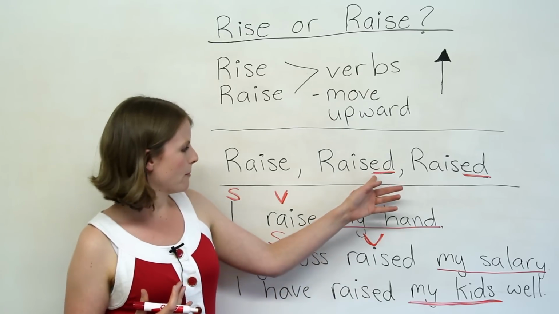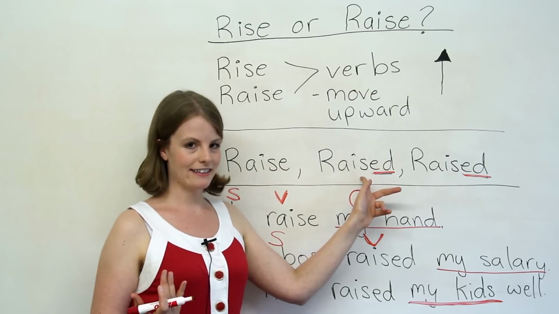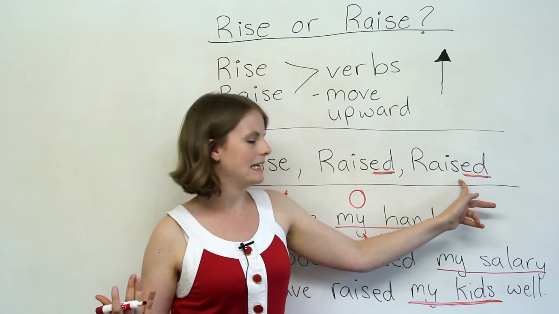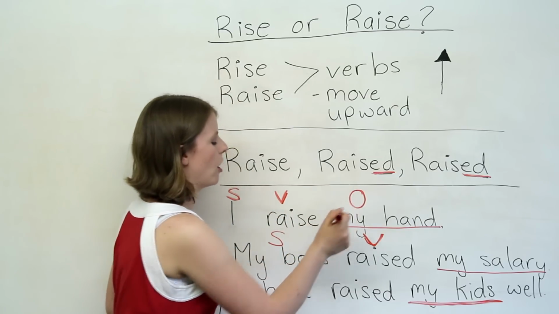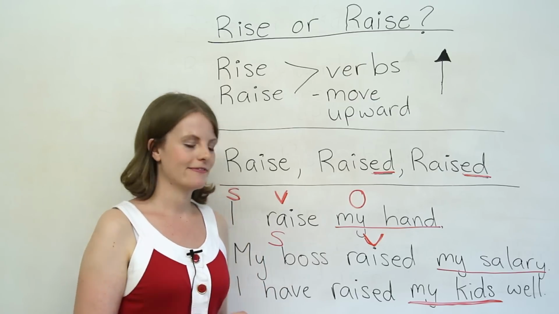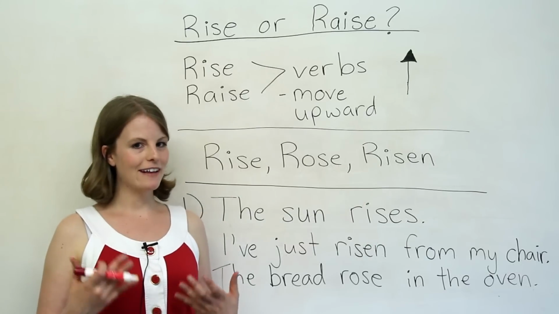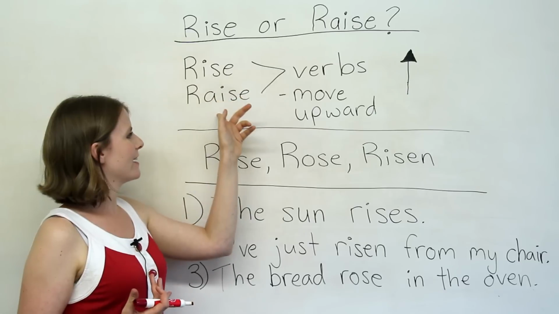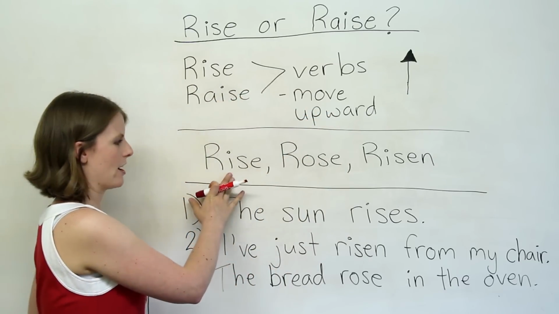So next, and remember, present tense, just an E, past tense, ED, present perfect or the past participle, ED. So the main thing to remember, you need an object with raise. So now let's look at the word rise. Okay, so as I said before, rise and raise, they both mean to move upward. So now let's look at rise.